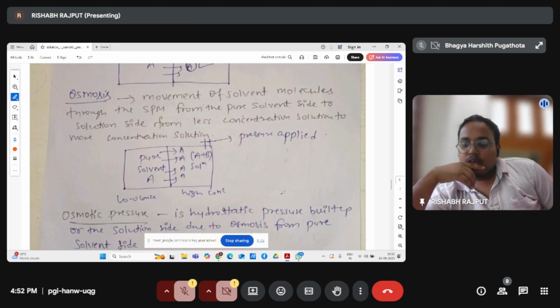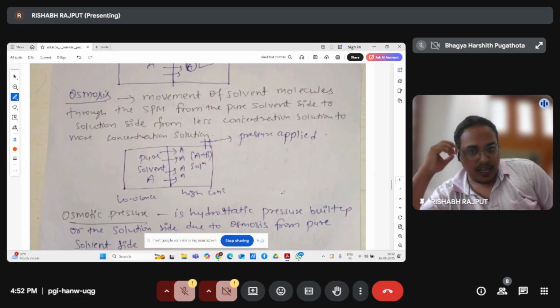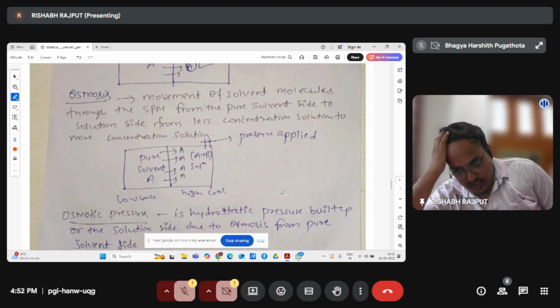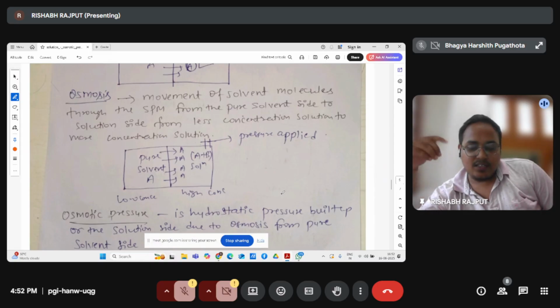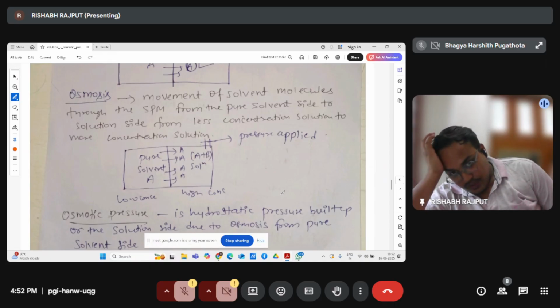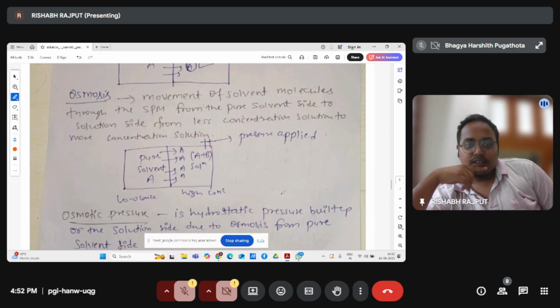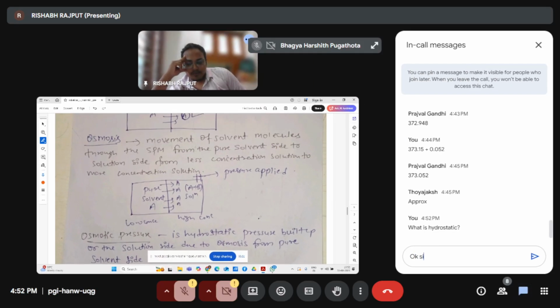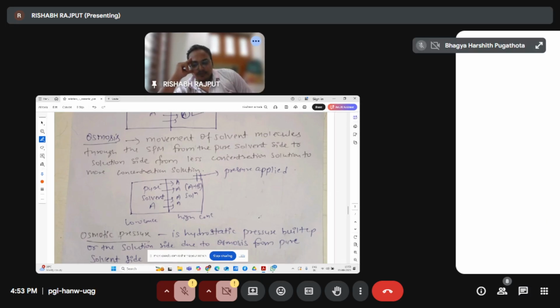What is the meaning of hydrostatic? Just understand: in a container, if your particles are not moving, it is called hydrostatics. Statics means not moving, and not accelerating either. Here the particles do move from pure solvent to solution, I know, but it is very slow. That is why we do not consider it a moving fluid, we do not consider it hydrodynamics. It is hydrostatics here.